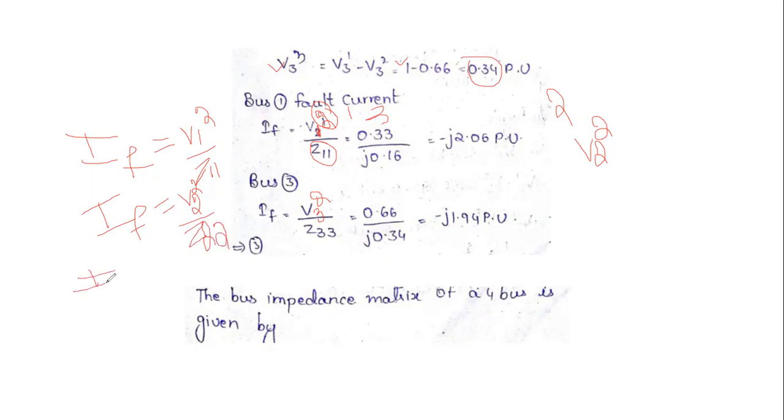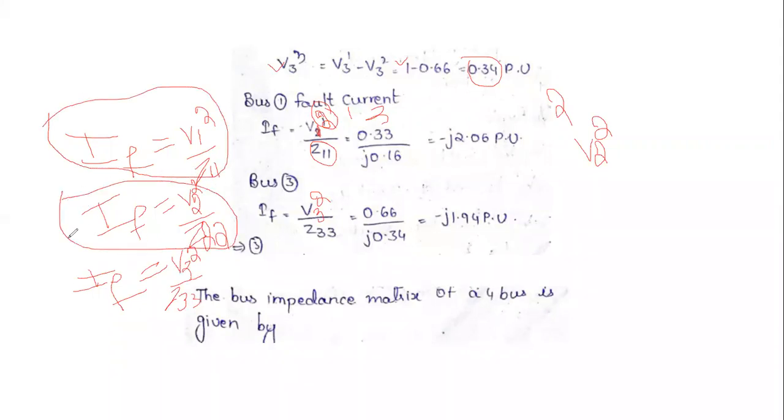Similarly, we calculate the fault current at bus 3, that is V3, the voltage at bus 3 during fault condition, by Z33. These are the formulas for calculating the fault current at various buses. This is the fault current at bus 1, this is at bus 2, and this is at bus 3. By using these formulas, we calculate the fault currents.